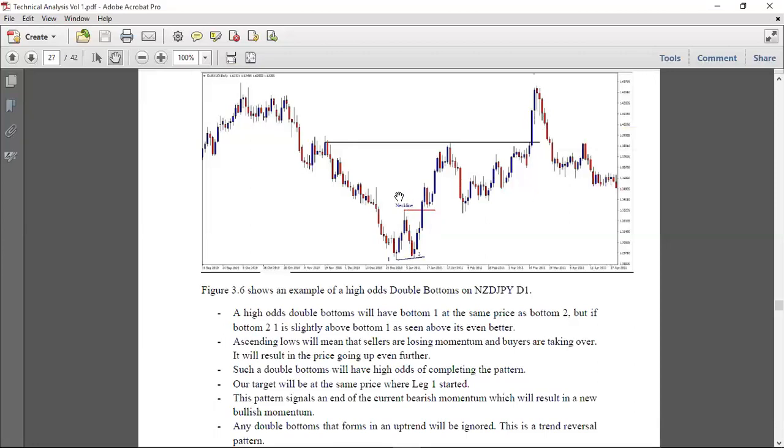Again, it is not every double bottom that you see on the markets that is going to react like this. It's not every double top that's going to react in a reversal way and end up changing the move of the market. So you have to be careful and also apply proper risk management when you are trading these patterns.